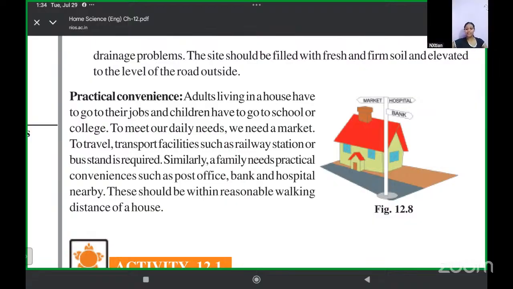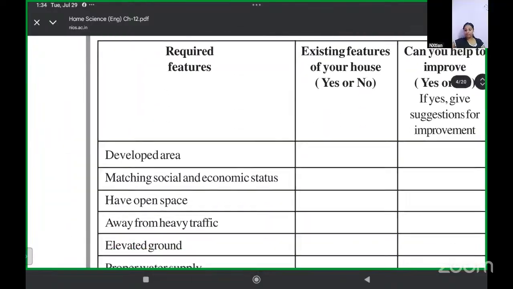Then, that is why practical convenience means all the things that are necessary, that are a need, should be close by. Okay. Any doubt till now?